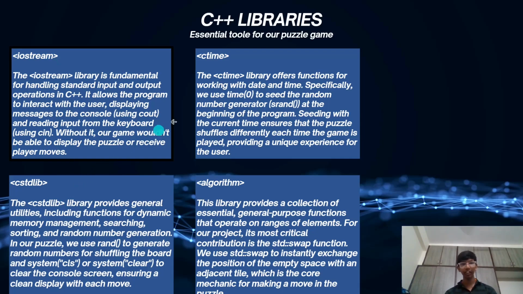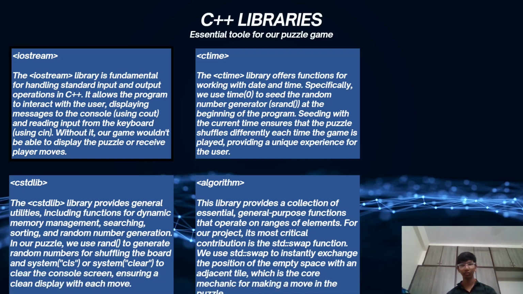The next two libraries I have used are to make shuffling the board possible. The first is the C standard library. It provides us the rand function and the srand function, and also a command which is the system clear command. This command ensures smooth gameplay: after every move it clears the console screen and then a new screen is generated, so the game looks smooth.